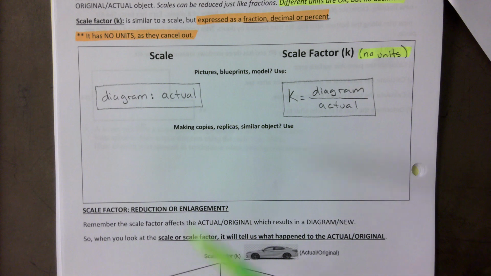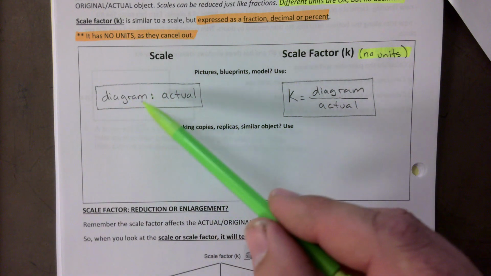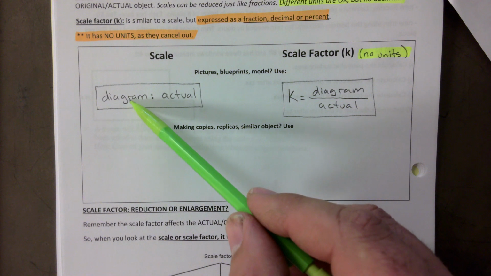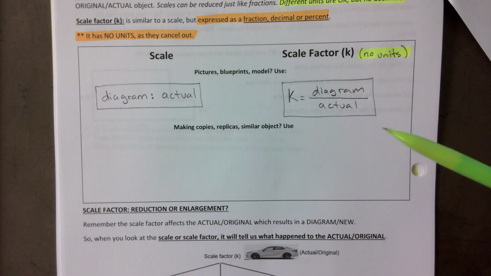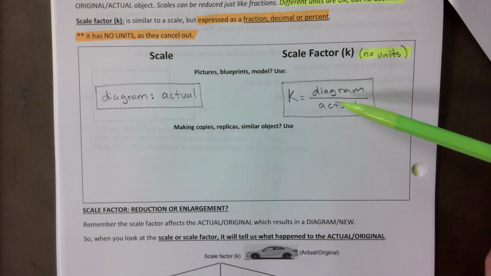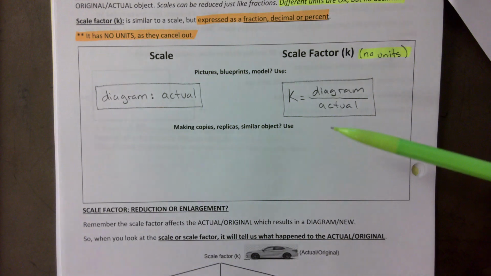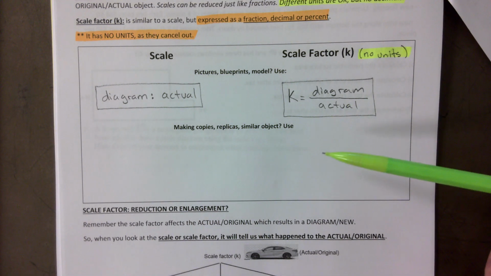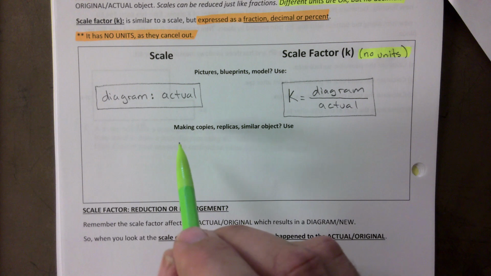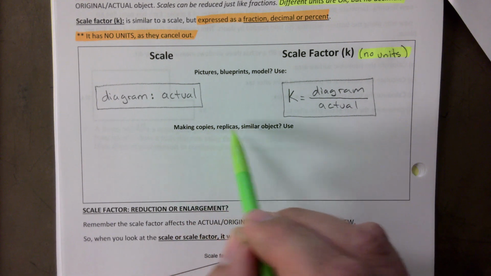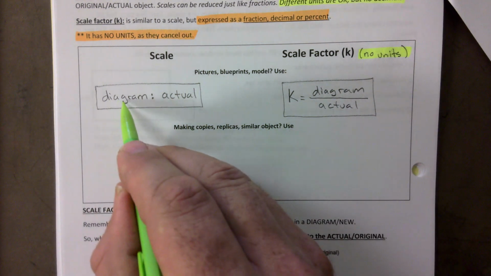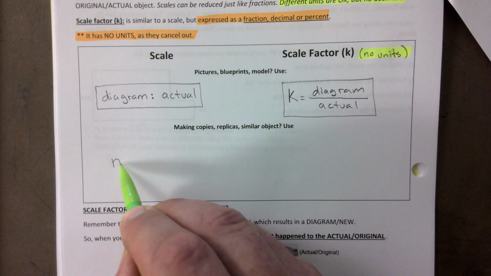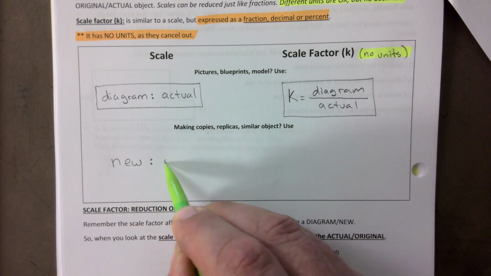So Mrs. Dirksen, are you saying that if I see a scale like this, I can just put this number up top here and this number at the bottom and I'm good? Yes, but you might have to do some converting to get rid of the units, to cancel them out. Anyways, if you're making copies, replicas, similar objects, we use the wording, instead of diagram actual, folks, I use new original.